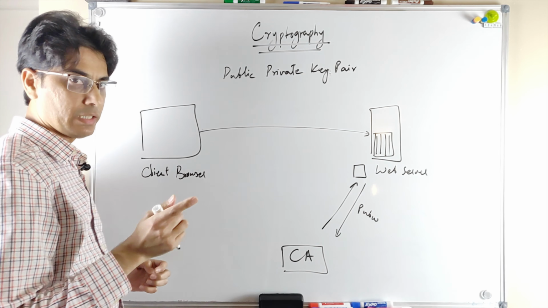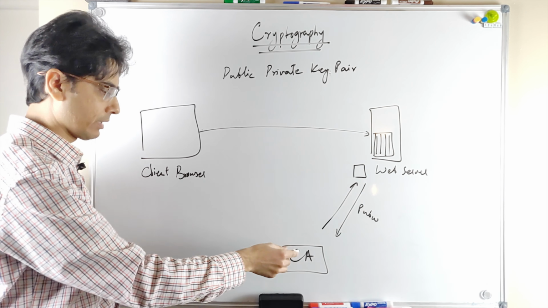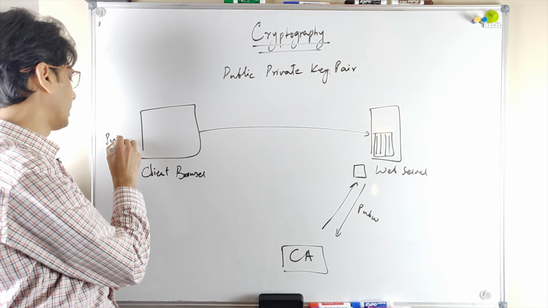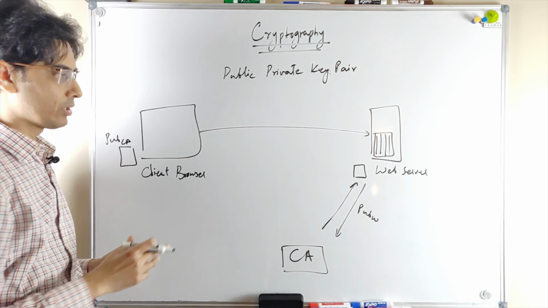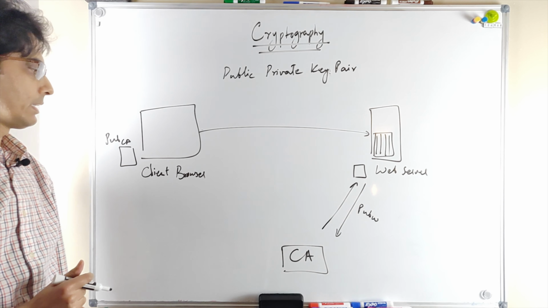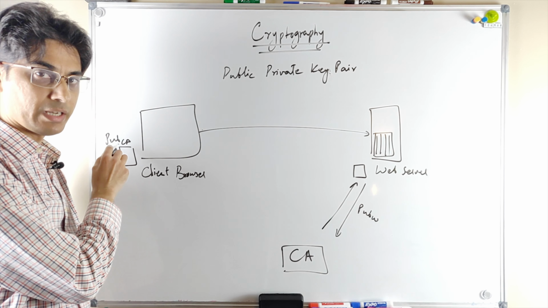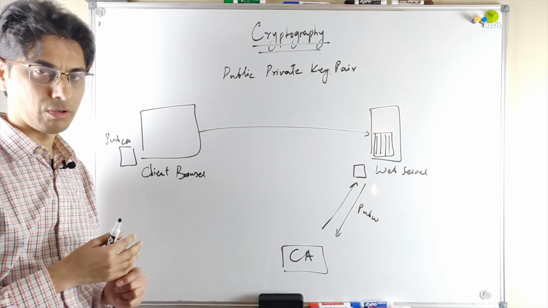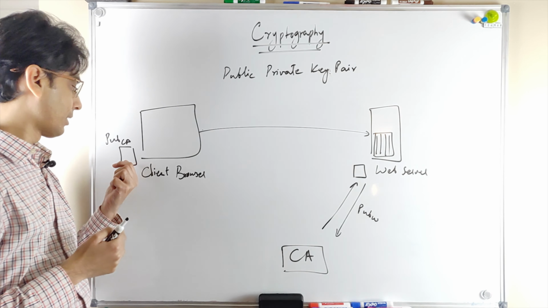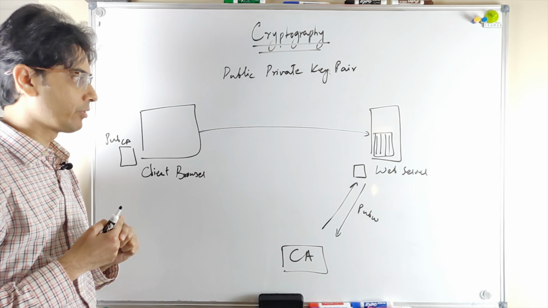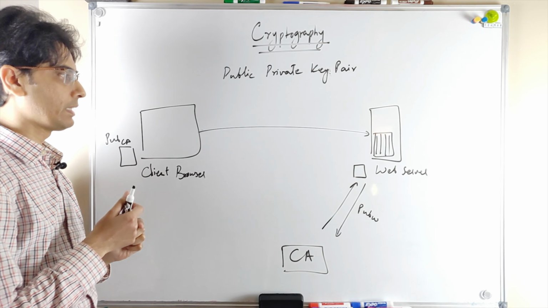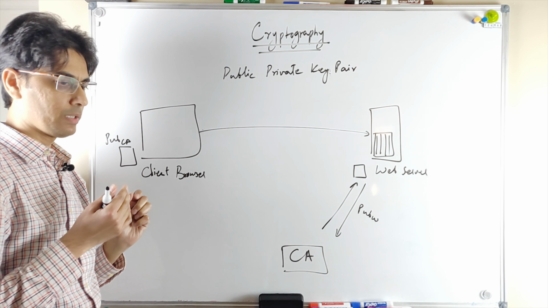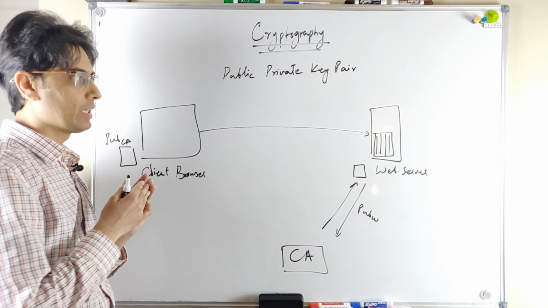The client browser already has stored some certificates, like the public key of the certificate authority here. This is already here. It has the public key of the CA, and when the client browser receives that certificate, it uses the public key of the certificate authority to validate whether the certificate is indeed signed by the CA or not. And if it is signed by the CA, since the browser trusts the CA, it will also now trust this web server, and then it will use the public key that is embedded in the certificate that it received from the web server to encrypt a message and send it to the web server.